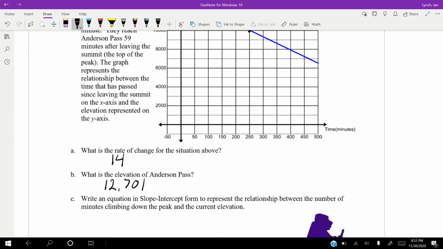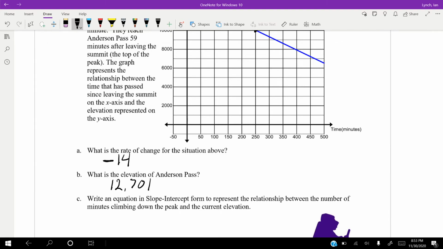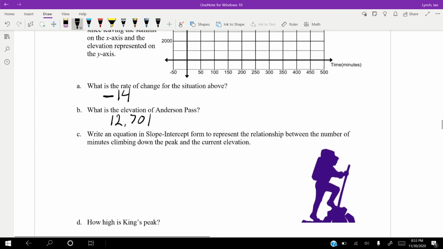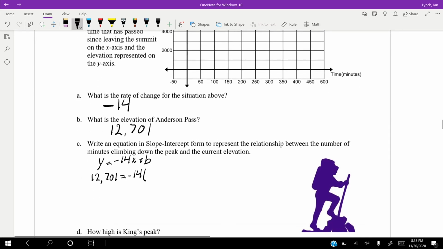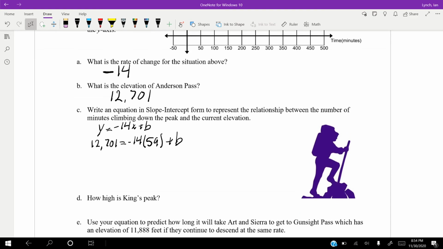So now we're going to write an equation to represent the relationship between the number of minutes climbing and their current elevation. So, remember, this is a negative because they're losing that amount. So we're going to say y equals negative 14x plus b. We're going to plug in our y value of 12,701. This is equal to negative 14 times our x value at Anderson Pass, which is 59, plus b. All right, so then on the left-hand side, we get 12,701.